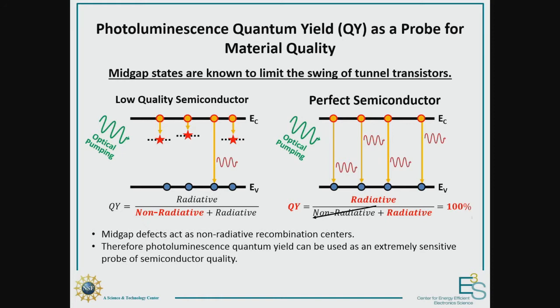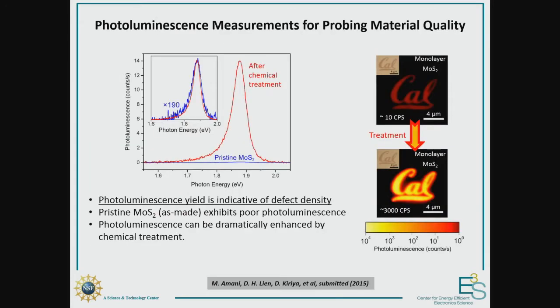So for every photon coming in, for every photon getting absorbed, you emit one photon out. The photoluminescence quantum yield is expected to be 100%, if you have a perfect semiconductor. If you have defects and these different trap states, then of course they will induce non-radiative recombination, and that will reduce your quantum yield. So by measuring the quantum yield, you can probe the defect density in your material.